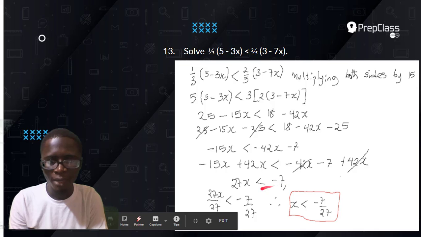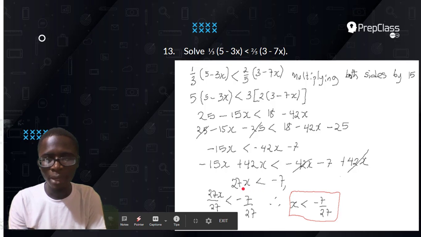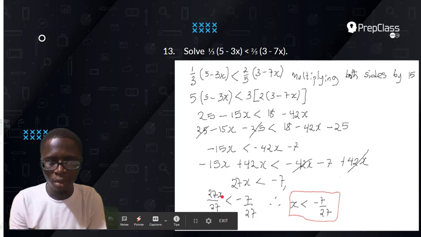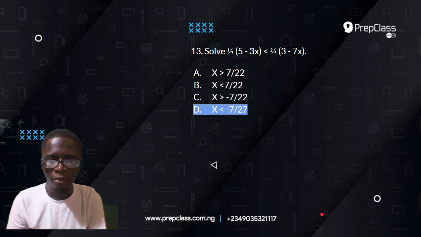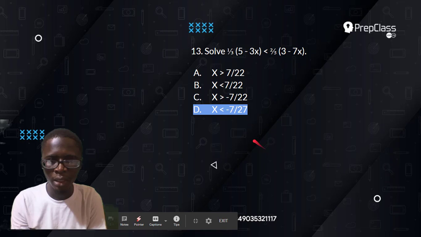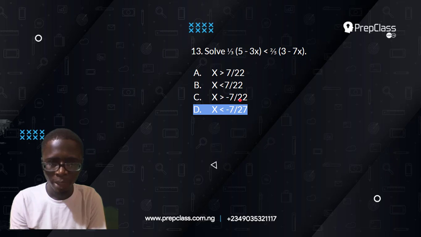Now we're left with dividing both sides by 27 in order to obtain the range of values of x. So when we divide both sides by 27 here, you discover that 27x all over 27 is going to give us x is less than minus 7 all over 27. So this is option D. Be very careful. Look at option C. You see the sign 7, but carefully analyzing it, you discover this is 22. Option D is our answer.